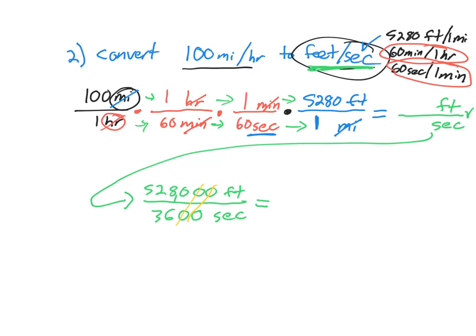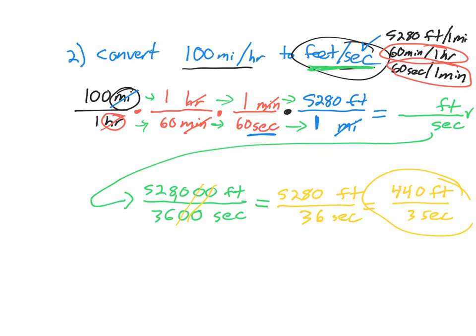So we cancel our zeros. We get 5,280 feet over 36. Both of these numbers are divisible by 12, so we get 440 feet over 3 seconds. Now, this is a fully simplified fraction. However, that is not normally what your teacher is looking for.